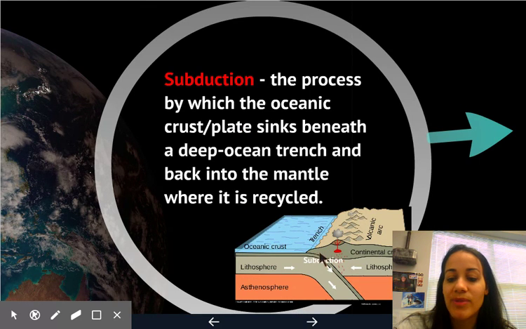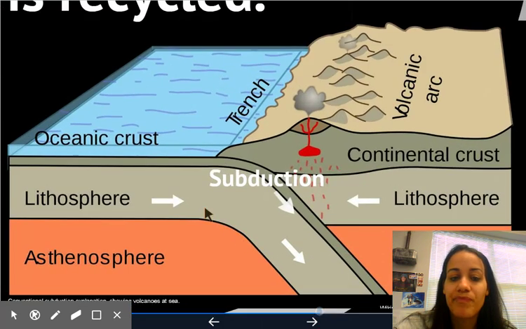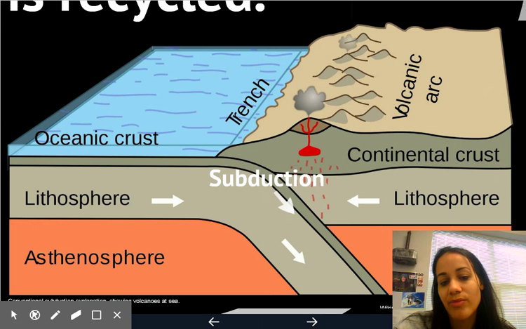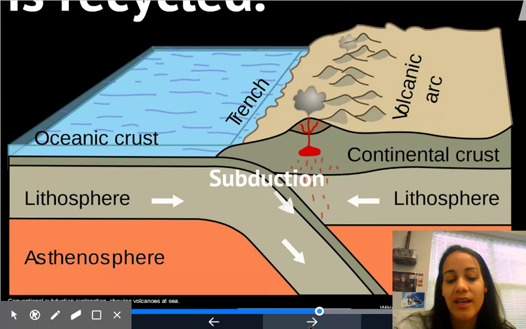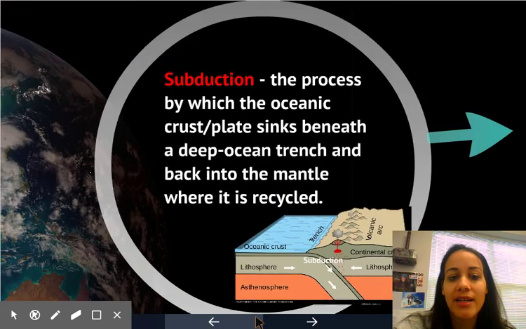So at the subduction areas, the oceanic crust is going to be pushed down because it's heavier, so it goes underneath the continental crust. If we go back here, subduction is the process by which the oceanic crust sinks beneath a deep ocean trench and back into the mantle where it is recycled.